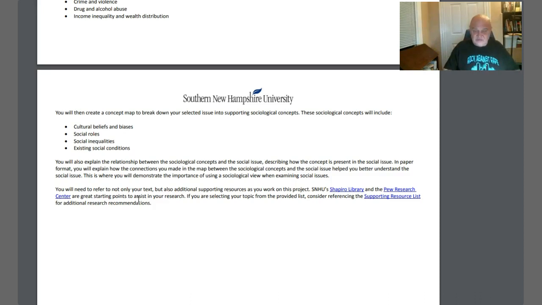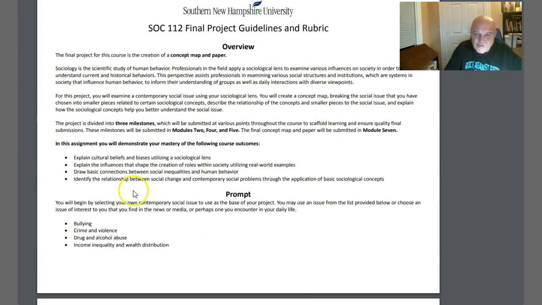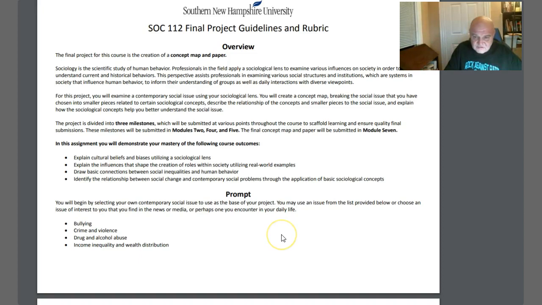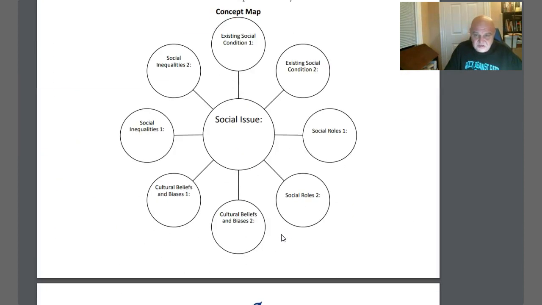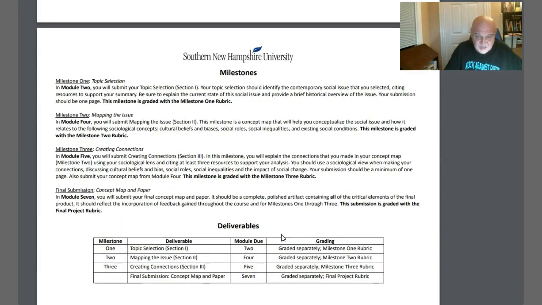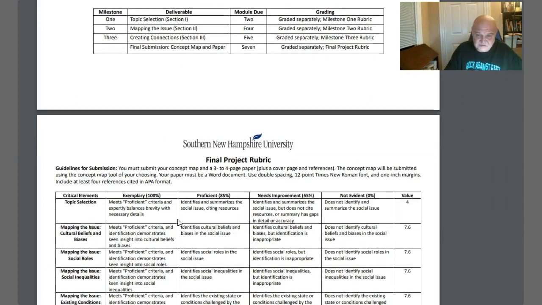You're going to get a concept map and you write a brief paper, okay? So look at the rubric. Let's go back and look at the rubric for the paper, okay? So there's the concept map. There's the critical elements, okay? And you've combined milestone 1, you selected a topic in module 2. Milestone 2 was in module 4, you mapped it. You created connections. In module 7, you bring all this together, okay?